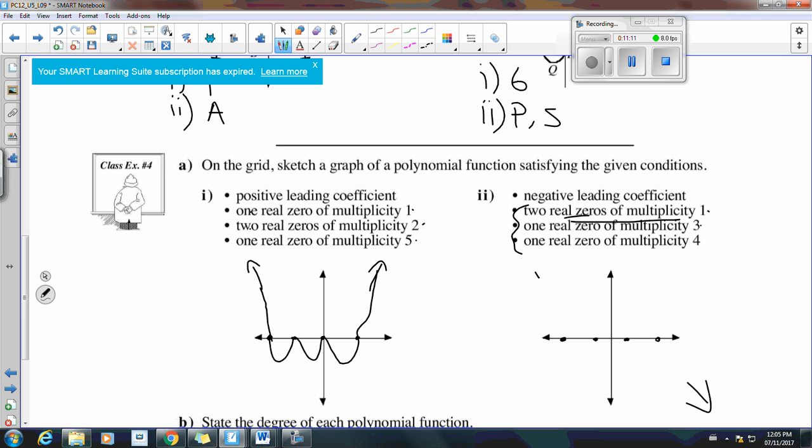So I know that my arms have to go in opposite directions. So 2 real zeros of multiplicity 1, I'll get those out of the way first. So I pass through. 1 real zero of multiplicity 3, and 1 real zero of multiplicity 4. So I'm going to go up. I have my point of inflection. Now multiplicity 4, I'm going to be tangent.